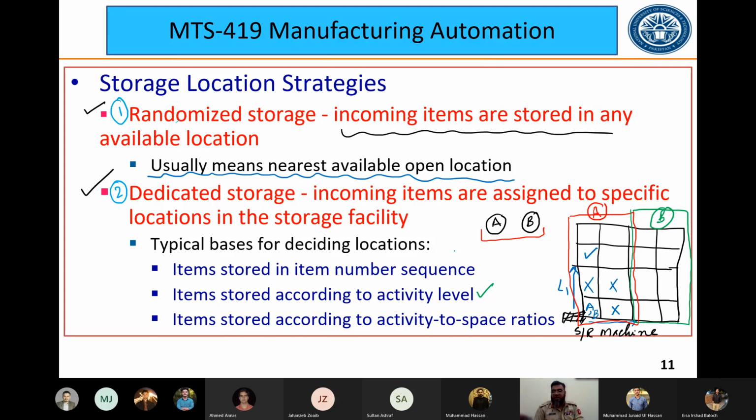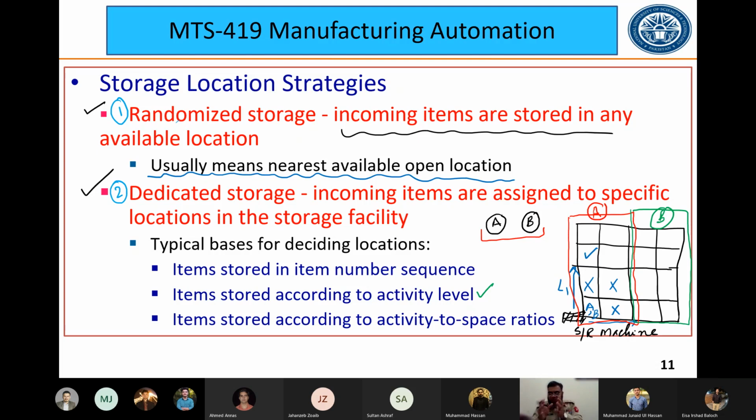Item number sequence means that if it is SKU A, it will go to its A location, and if it is SKU B, it will go to its B location. Okay? Then items are stored according to the activity level. This is what I have to decide: which item, which SKU, A or B, has a higher activity level, which has more frequent transactions.